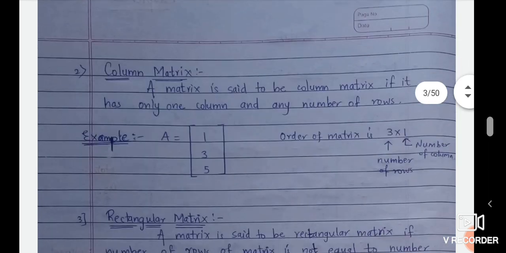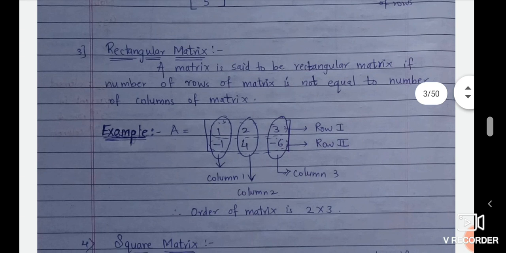Next is column matrix. Now in a column matrix there is only one column and there can be any number of rows. Okay. Then is rectangular matrix. In a rectangular matrix, your row numbers and column numbers are different, means they are not equal. If you are taking 3 rows, then there can be 1 column, 4 columns, or 2 columns. So row number and column number are different. Okay, so that is a rectangular matrix.